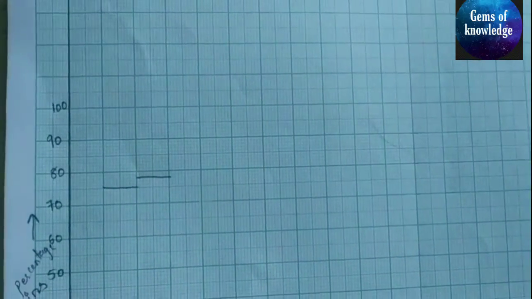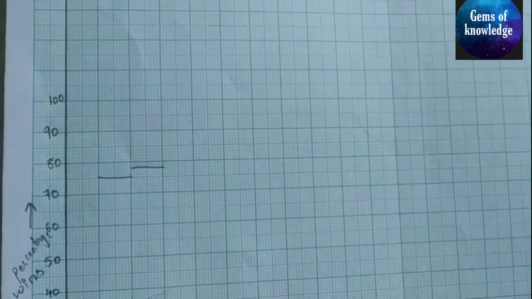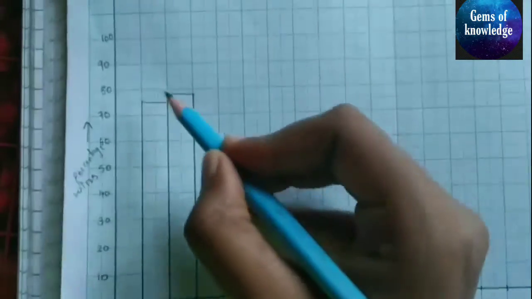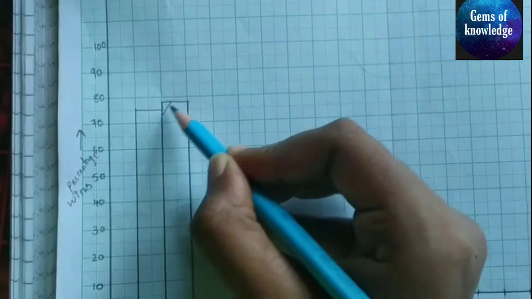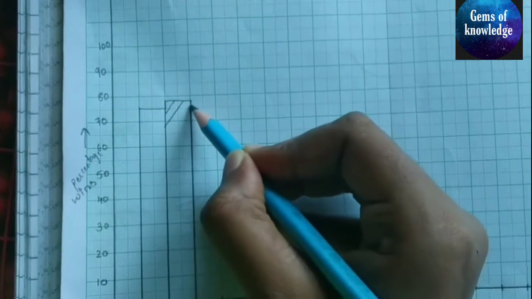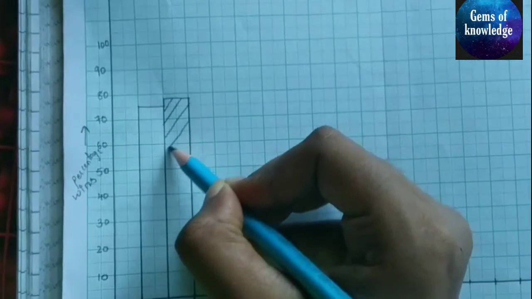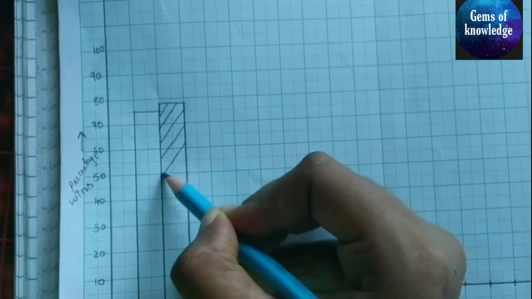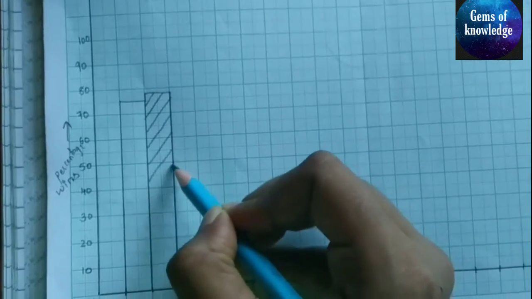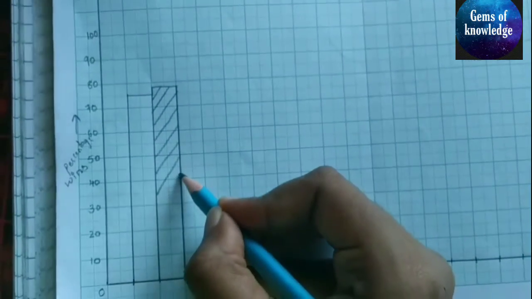Then you have to draw the bars over here. Let me show you how. You can see in this way you have to draw the bars here, and let me mark this with bars to show the difference between both the bars.